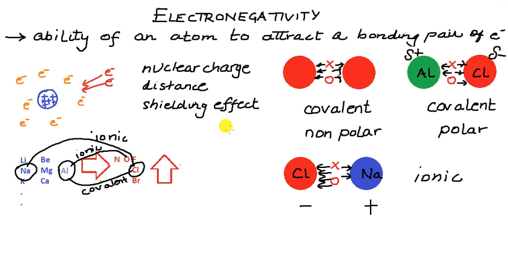And then, of course, if I take any element, for example bromine, and bond it with itself, then I will have two atoms that have equal power to draw electrons, because it's the same atom. So their electronegativities are the same. In this particular case, the bonding pair will be spread out evenly between the two atoms, and it will result in a covalent non-polar bond.